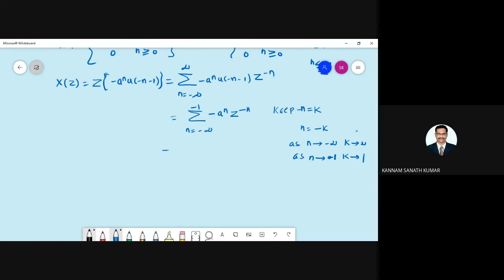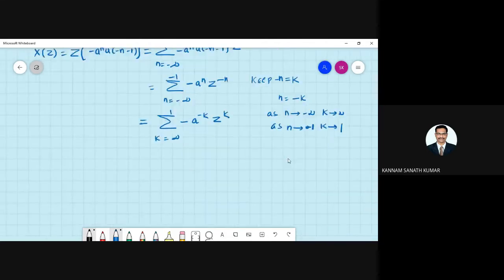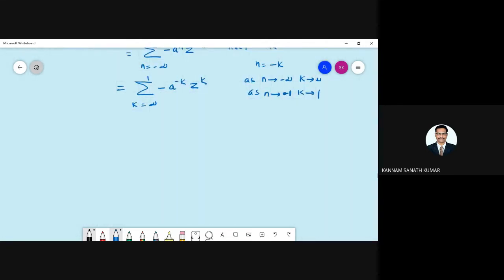Okay. So that means if you apply, summation k equal to infinity to 1, minus a power minus k. So n equal to what? Minus k. z power k. n equal to minus k and z power k. Okay. So this is equal to, you can replace the summation, so that means k equal to what? 1 to infinity, minus of a power minus 1 z whole power k.